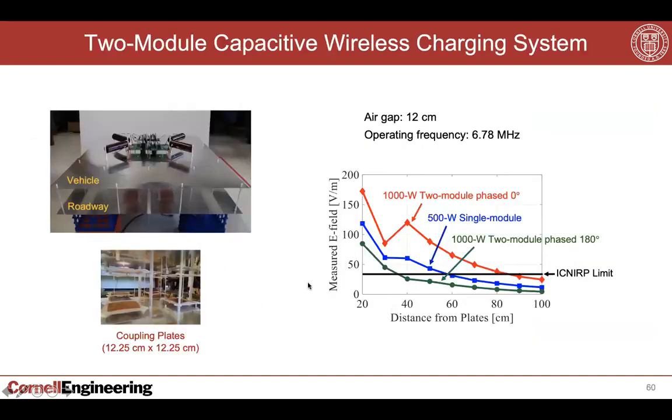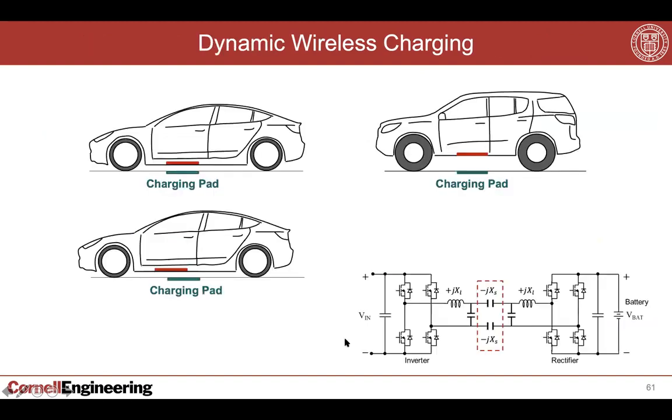Also demonstrated that in practice by having multiple modules, where if you run just one of those modules, this is sort of the field levels you will get. If you run two modules, it'll obviously double the field if you run them both in phase. But if you run in anti-phase, you can cancel the external fields and actually have less field than from a single module. And so that's one way you can reduce it.